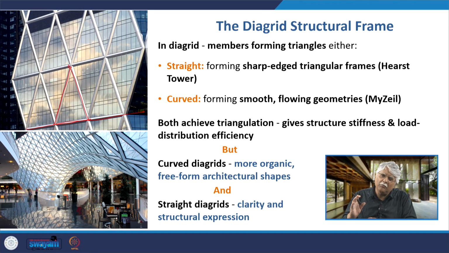In the Myzil building, it is curved, which forms a very smooth and flowing geometry as you see here. Both triangulations give a structure stiffness and load distribution efficiency. The difference is that the curved Diagrid is much more organic, much more free form. The straight Diagrid has a very straightforward and clear structural expression.